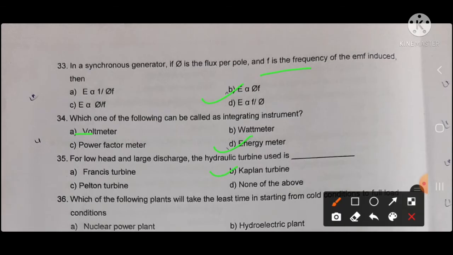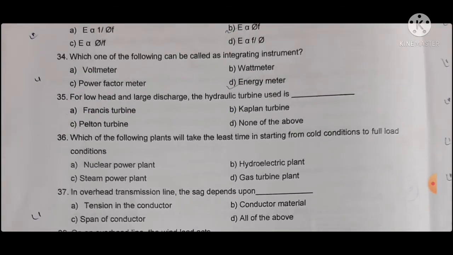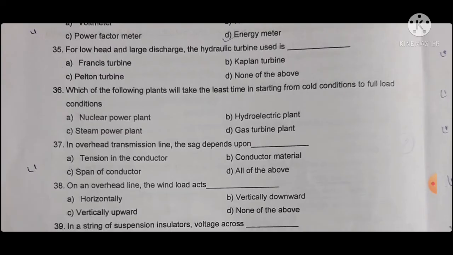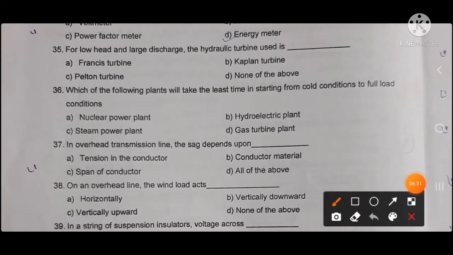For low head and large discharge, the hydro turbine used is your Kaplan. For high head and low discharge, this is your Pelton turbine, and for medium head and medium flow, this is your Francis turbine, which is also a widely used turbine. Which one of the following plants will take the least time in starting from cold condition to full load condition? This is your hydroelectric plant.